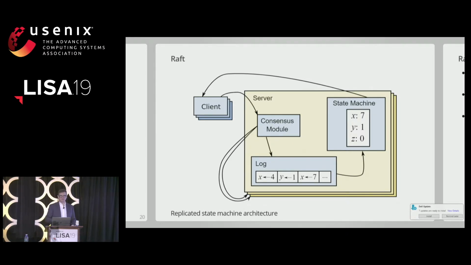The consensus module confers with the other consensus modules, and at the end of that process, a log is produced, or rather appended to. So here's our log, and the log is applied to a state machine. So here we've got 4 is applied to X, 1 is applied to Y, 7 is applied to X. Okay, now we have 7 for X, 1 for Y, and Z is 0. So that's kind of the heart of this whole thing.